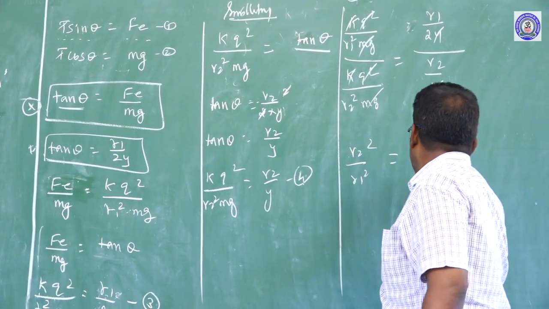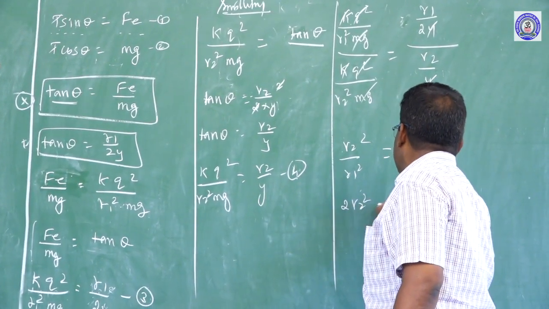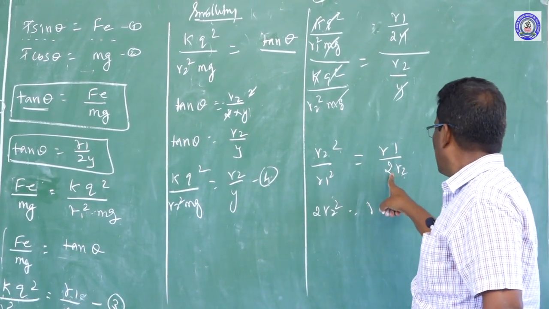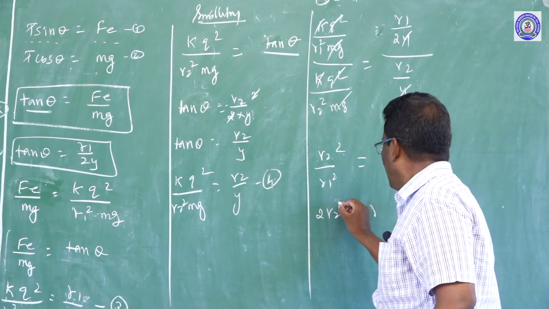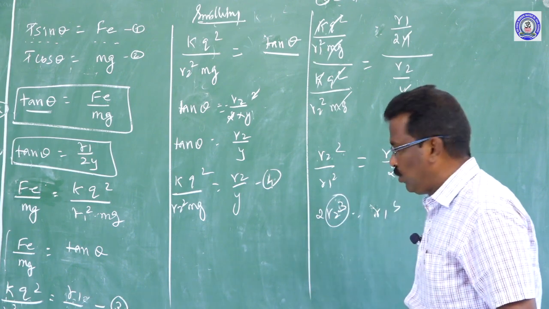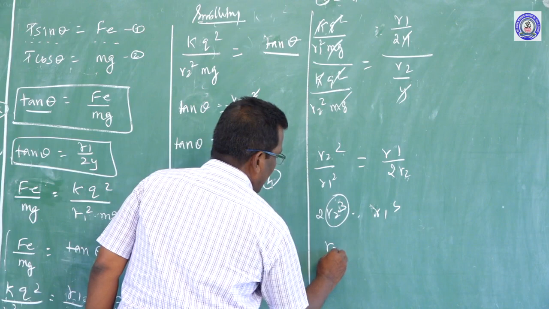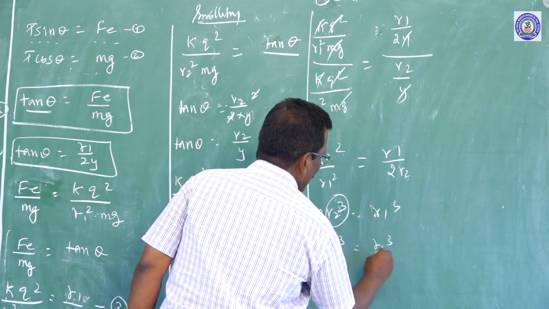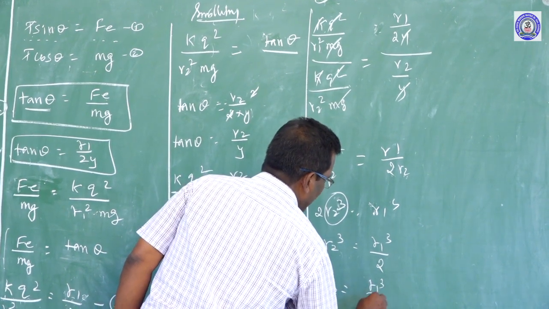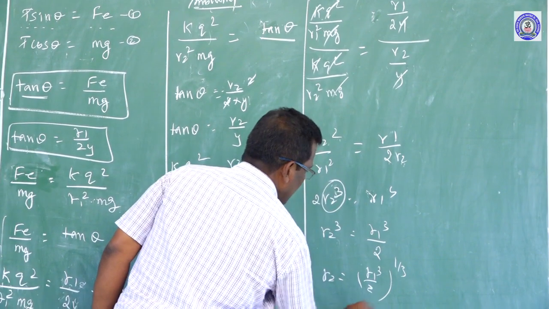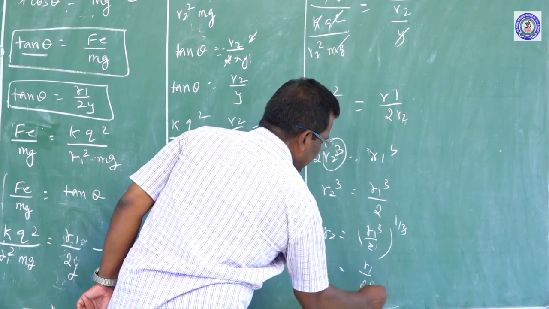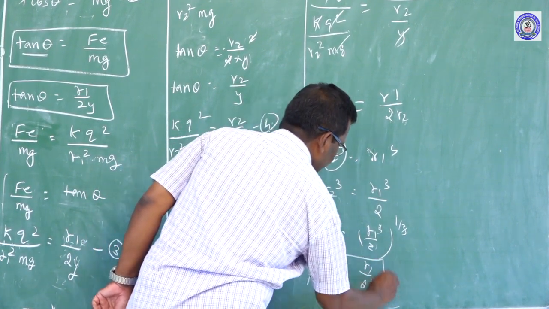Now cross multiply. 2r2 square times r2, that is 2r2 cube, is equal to r1 cube. So we have to calculate only r2. So r2 cube is equal to r1 cube by 2. So r2 is equal to r1 cube by 2, power 1 by 3. The 3 cancels, so r1 divided by 2 power 1 by 3. This is the distance r2.